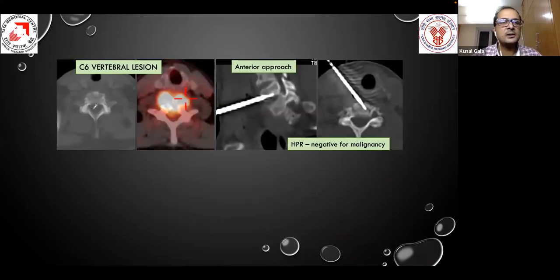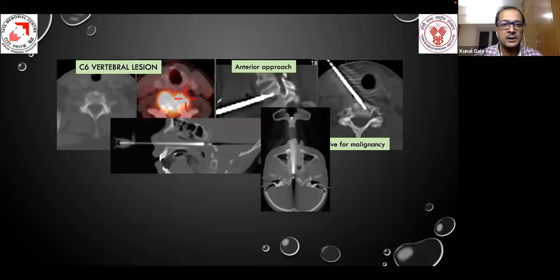When the lesion is located anteriorly in the cervical region, what one needs to do is a hydrodissection, and then do a biopsy. One can displace the thyroid to the medial side, the carotid and the jugulars to the lateral side, and then go in and do a biopsy from the C6 vertebra. So this was the anterior vertebral approach.